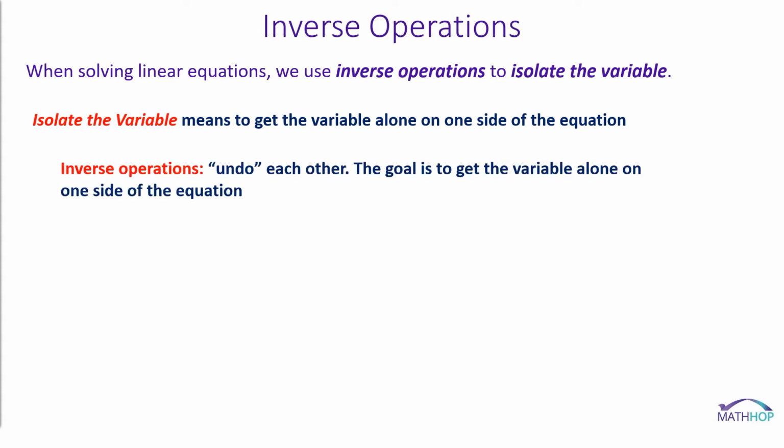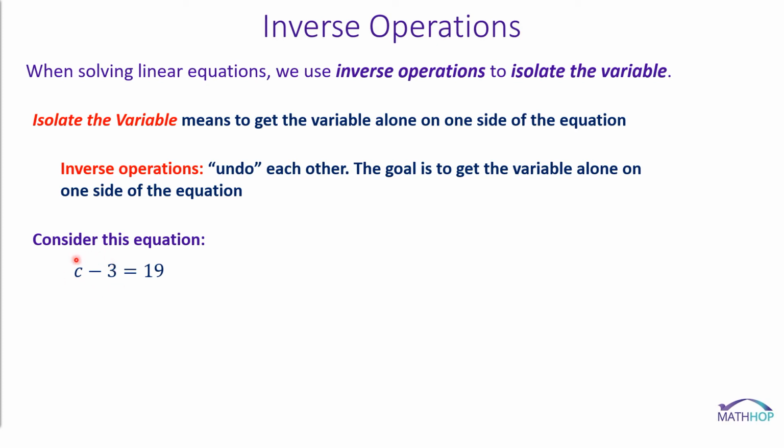And when we do that, we use inverse operations. Another scary term, but it just means that they're the opposite operations. They're operations that undo each other. And again, the goal is to get that variable alone on one side of the equation. So let's start looking at problems. Let's look at C minus 3 equals 19. So we have an equation, we have an equal sign, we have a variable that we want to get alone.